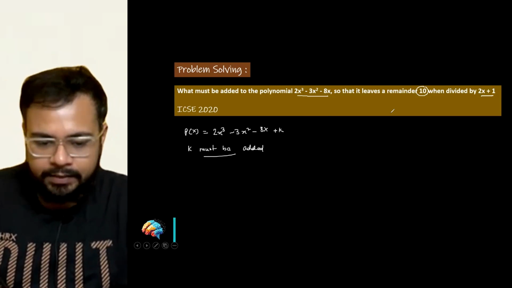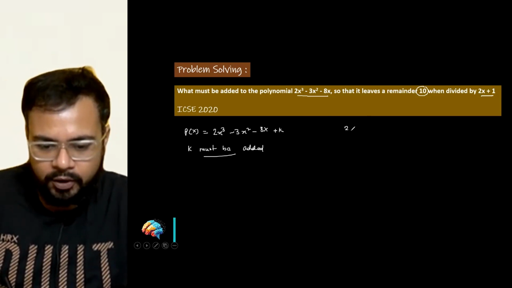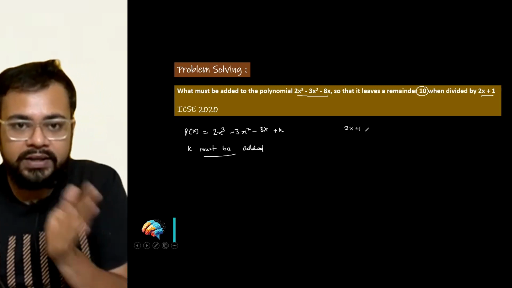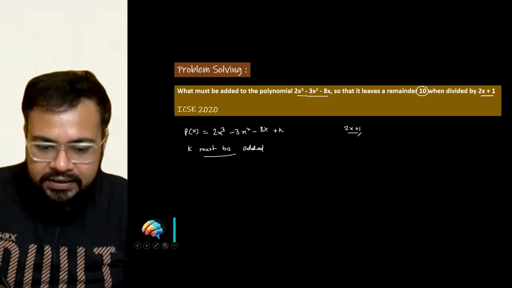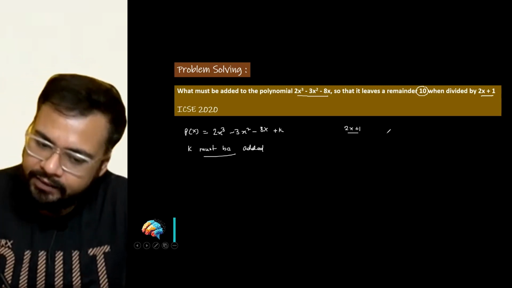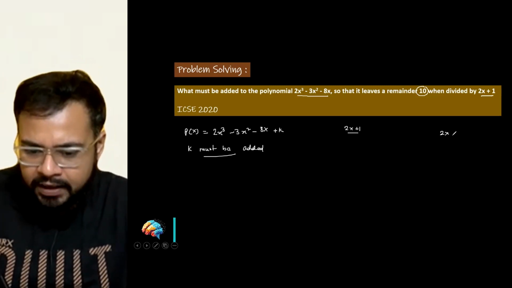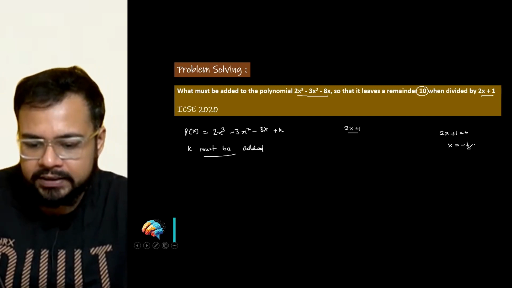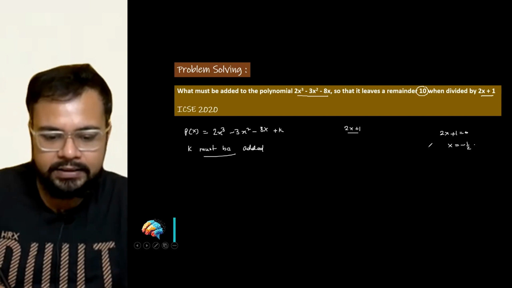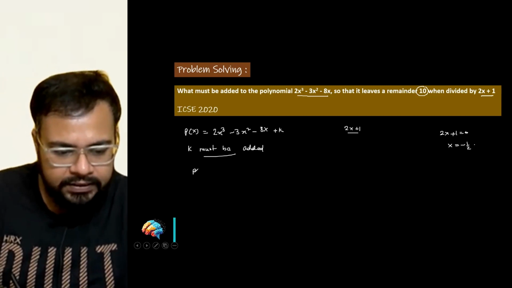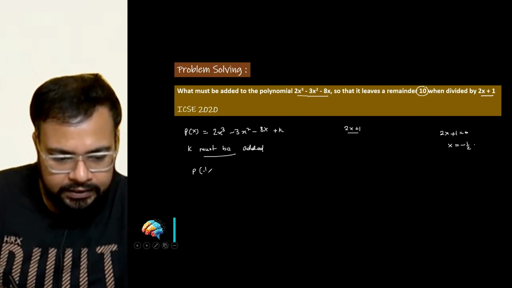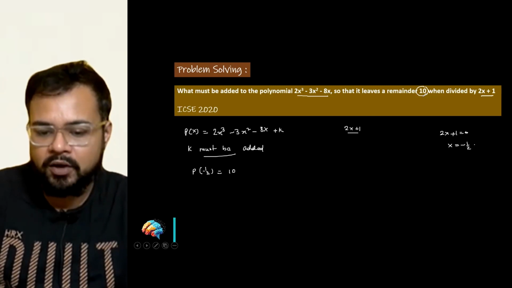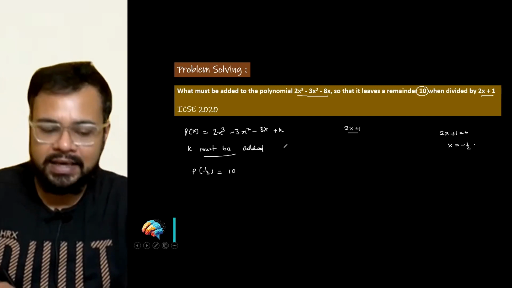This is your divisor polynomial, 2x plus 1. So what is your a? This is very important to understand. If you try to compare this with x minus a, what is your a? Simple, the concept is same. 2x plus 1 is equal to 0. From here you get x is equal to minus half. So minus half should be replaced in place of x in p(x). So p of minus half should be equal to 10 because they have said the remainder is 10.